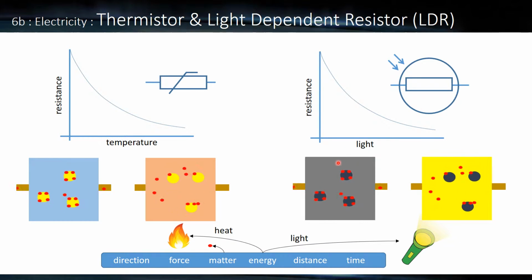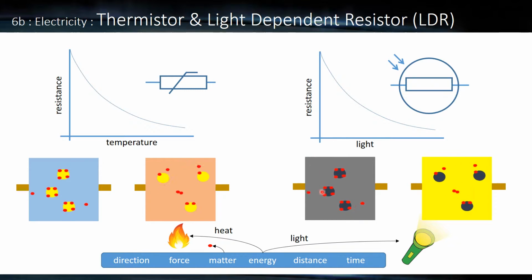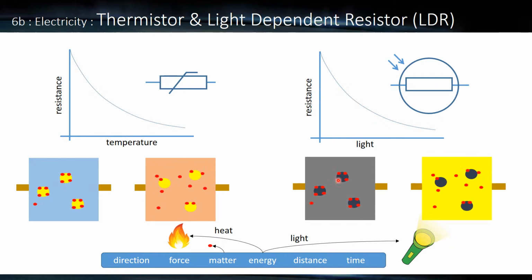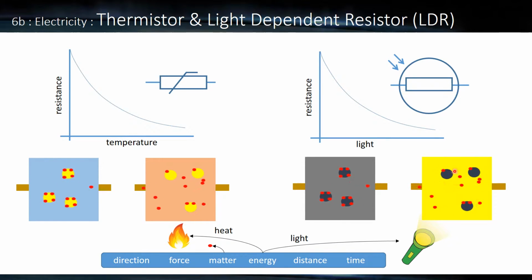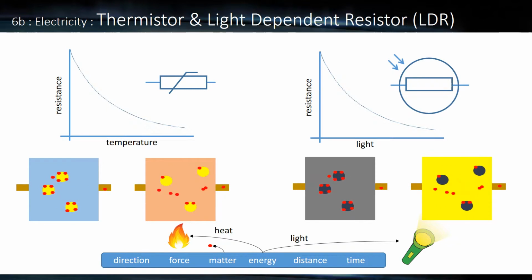Exactly the same picture here, more energy, more light energy, less resistance. Again, here it's dark, not many electrons available. Here it's light, lots of energy, they release the electrons, and passing a current becomes much easier. In other words, resistance is low.